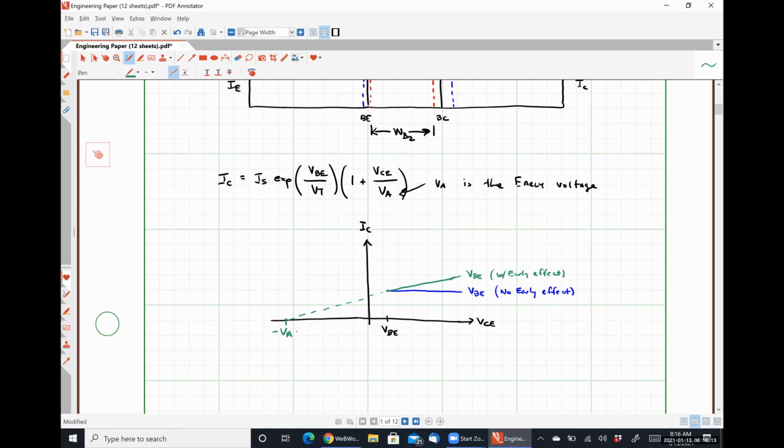Early voltage is defined as the y-intercept of that sloped line. Right. So the early voltage is if we linearly interpolate that curve in the forward active region back to where it crosses the axis, that is our early voltage. Everybody catching what I'm throwing thus far? All right.